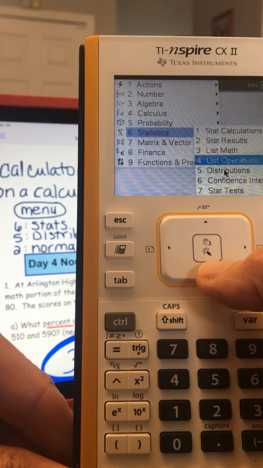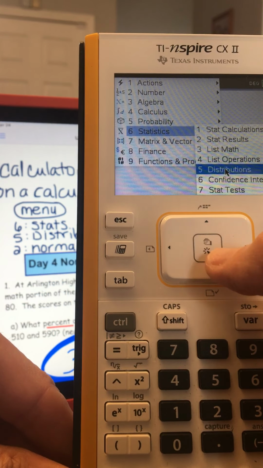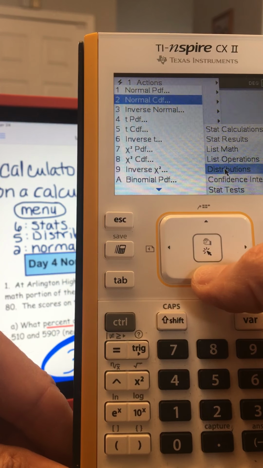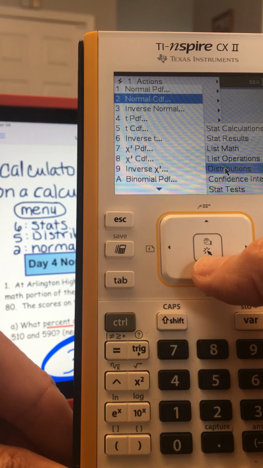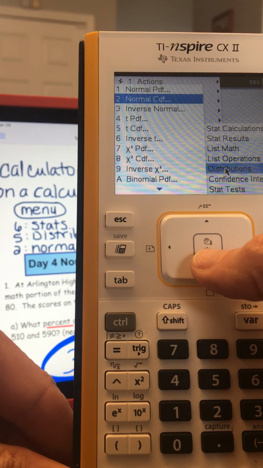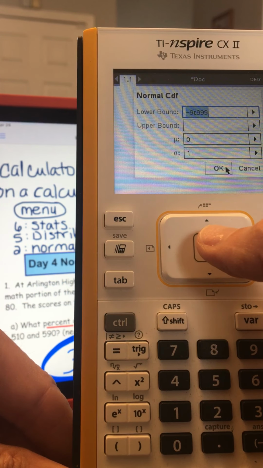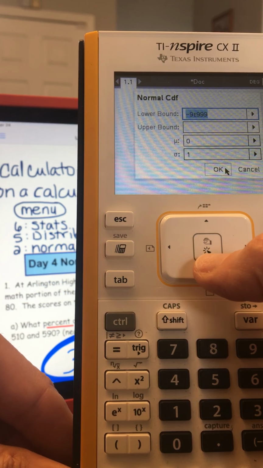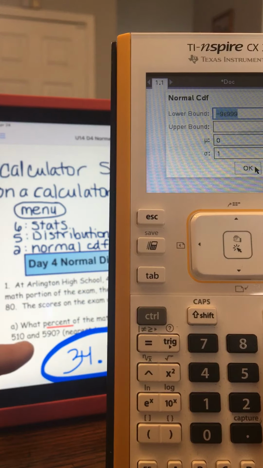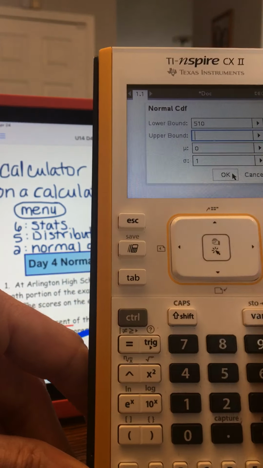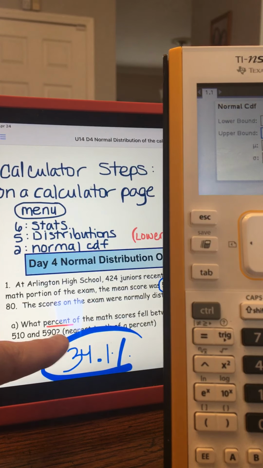And then we're going to number 5, which makes sense, distributions. How data is just distributed. And then we're going to go to number 2, which is normal CDF, and that's just cumulative distribution frequencies. That's what that is. All right, so see the lower bound? So that's going to be the lower number. So in this particular question, our low number was 510. Our upper number was 590.